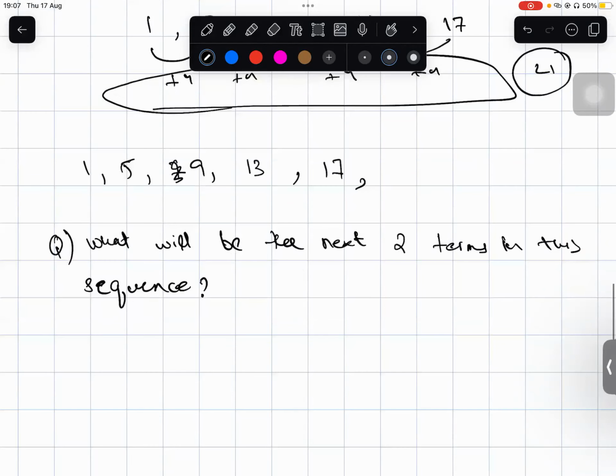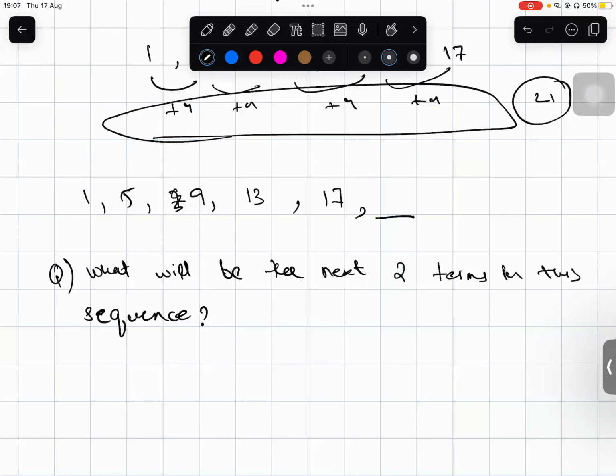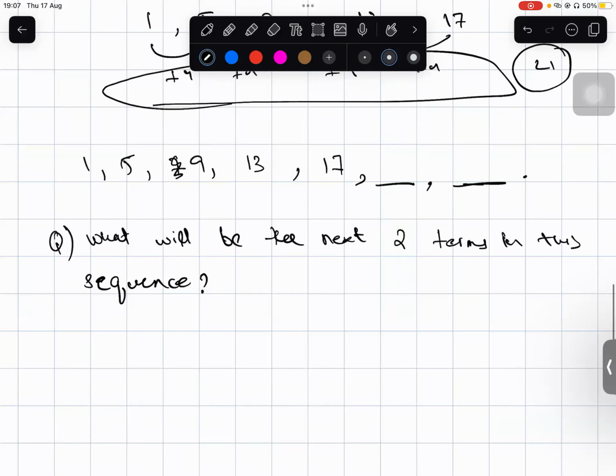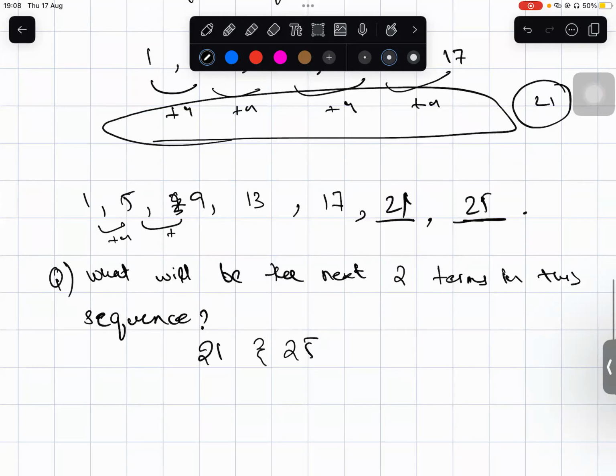Can I calculate first? Yeah, sure. You have to just tell me intuitively what the next two terms will be. Yeah. Okay. 21 and 25. And how did you do that exactly? I added the 4, the difference. Yes. As the sequence is following the same difference of +4, you just added 4 two times and got your next two terms. Okay, good. So 21 and 25. Perfect.